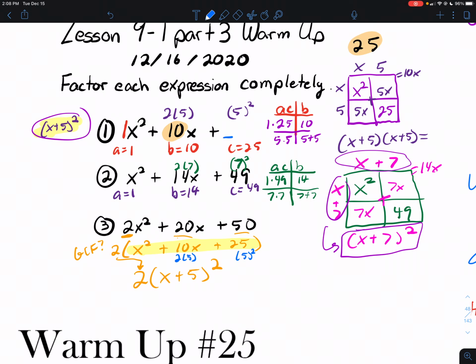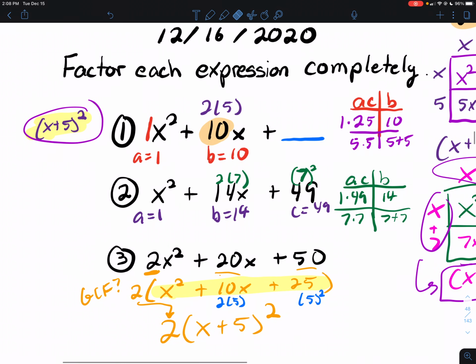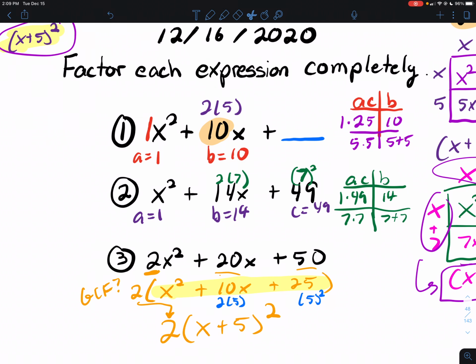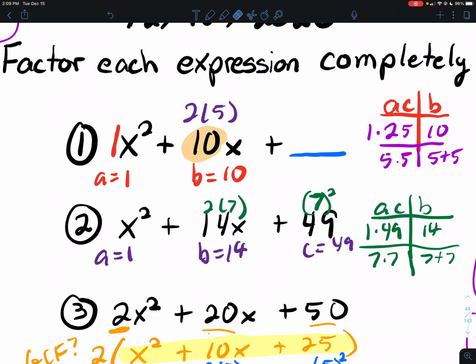What number could we add to it? Let's pretend like we don't know what that number is. We don't even know the answer yet. All we know is x squared plus 10x plus question mark. What would go in this question mark to give us a perfect square?